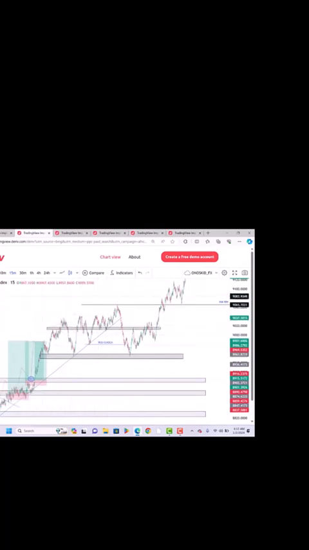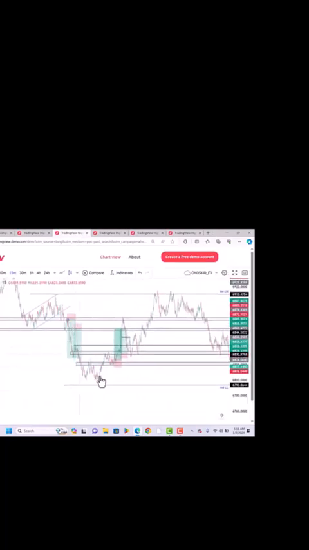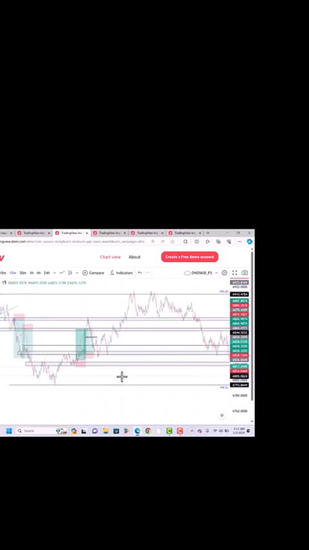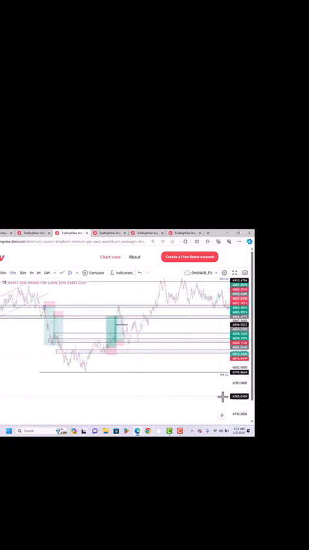Then the other trade I took, I also took some sell position, or buy rather. I sold from here. So it's very, very important that you pay attention to and understand your market structure. Price action is the key, right? You understand your market structure.